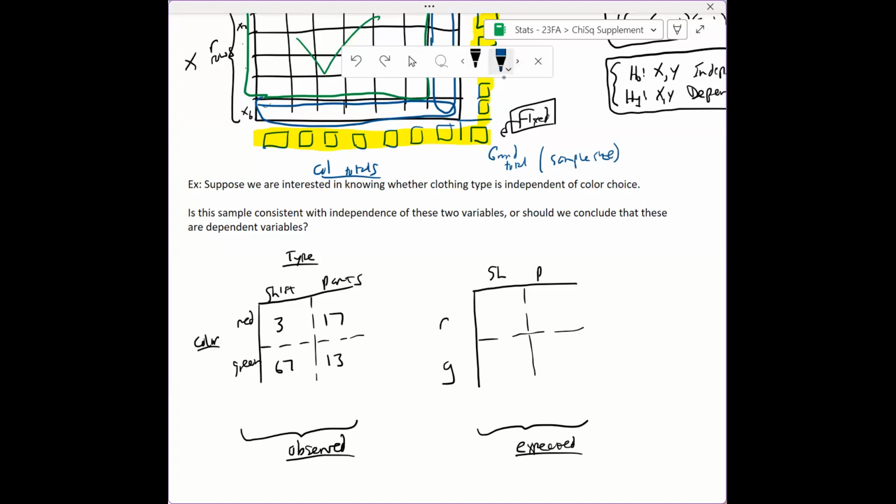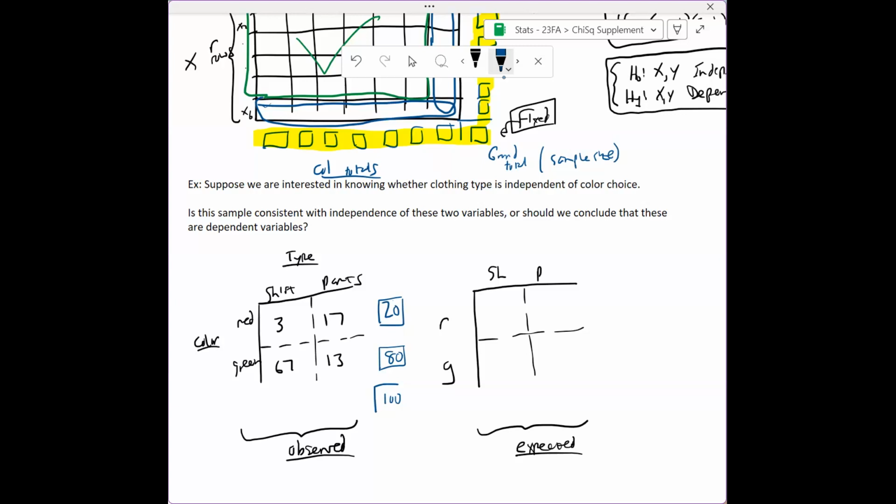So let's come over to our observed data here. And let's say, okay, how many people total had a red shirt on? Or sorry, how many people total had a red piece of clothing on? 20. So 3 red shirts plus 17 red pants. How many people total had a piece of green clothing on? 67 plus 13. So that's 80. So we had 20 red and 80 green. The grand total is, of course, 100.